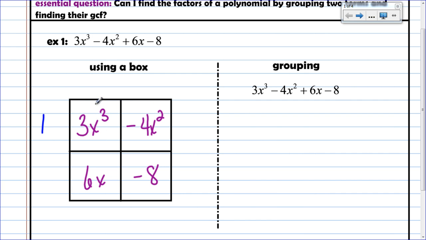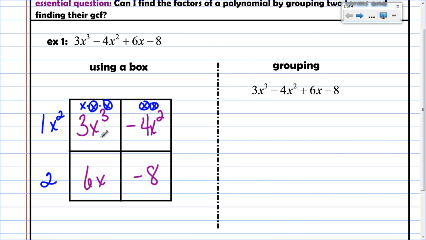Now I have my variables. I've got x cubed and x squared. And so when I look at that, if you want to do it like we did yesterday, here's your x cubed, here's your x squared, and we're going to circle x's until we run out. And you see that I circled two x's in each one, so they have an x squared in common. Now we'll do the bottom row. Down here I've got a 6x and an 8. Well, the numbers first. The biggest number that will go into both 6 and 8 evenly is a 2, and that's the only thing they have in common because this doesn't have an x.